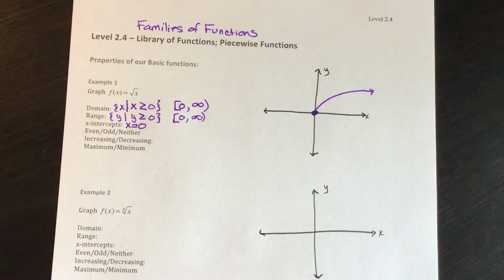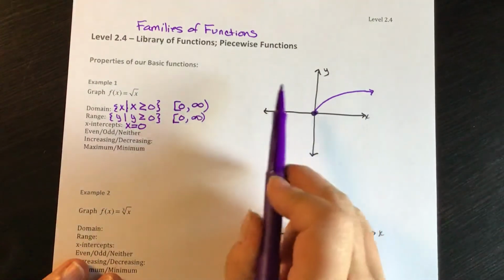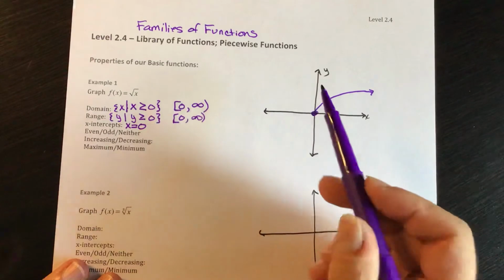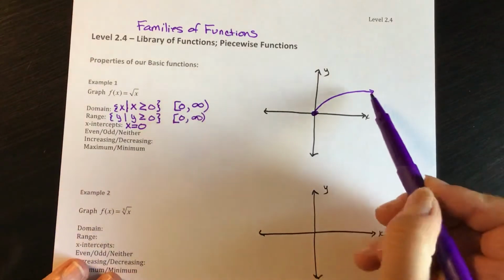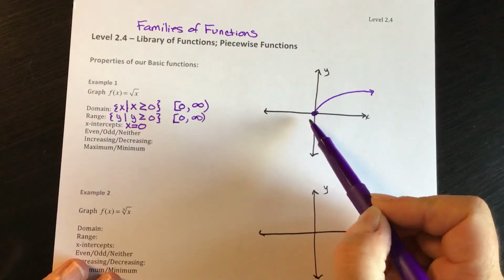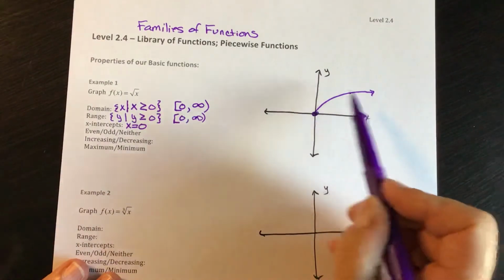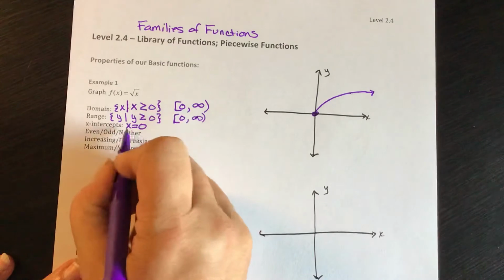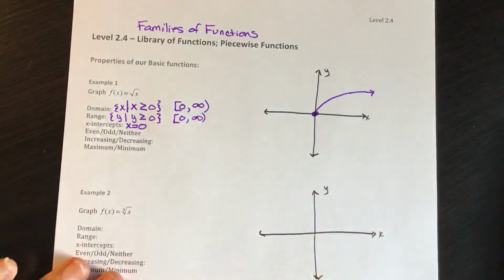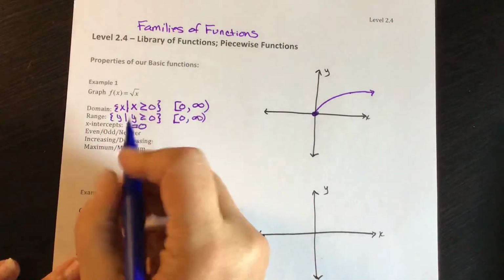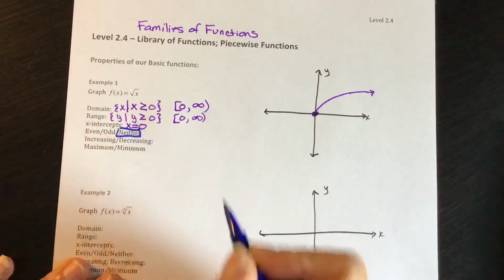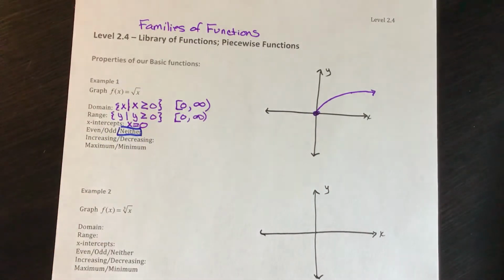And this one, even, odd, or neither. Now remember, if it's an even function, we're going to reflect it over the y-axis. If it's an odd function, we're going to reflect it over the origin. So this point would go down here somewhere. And you can see that there's no reflection here, no symmetry. So this is neither even nor odd.